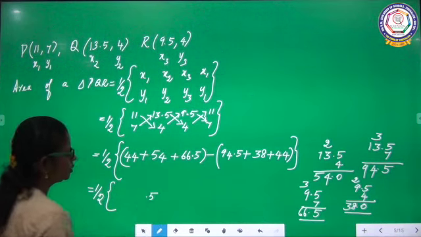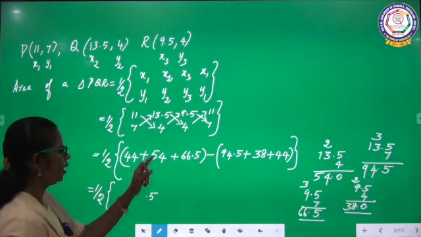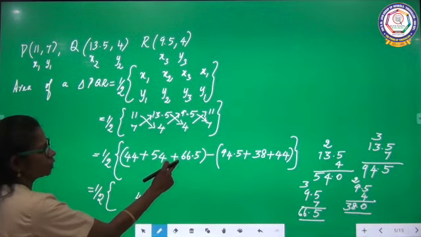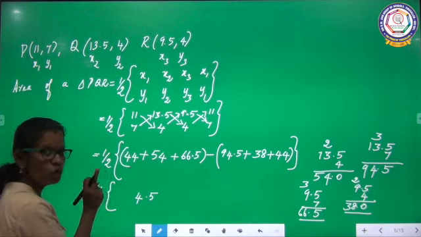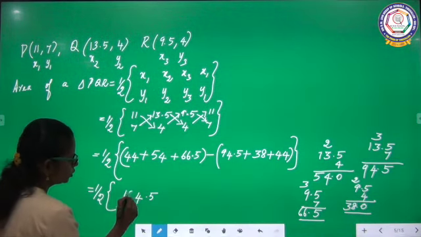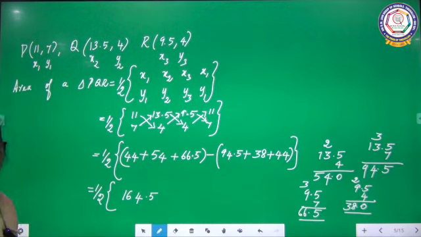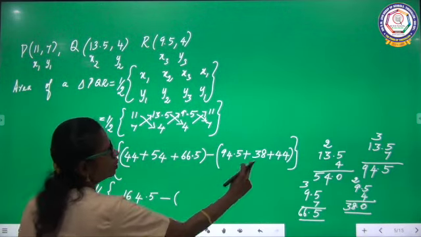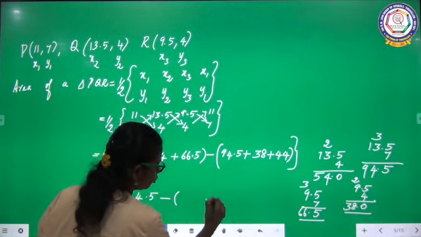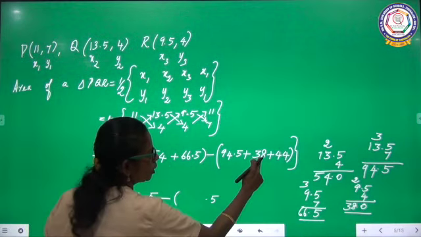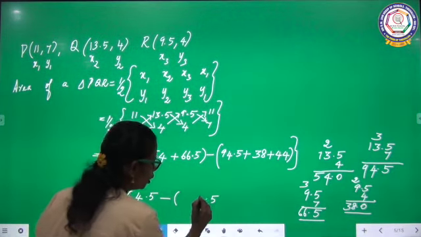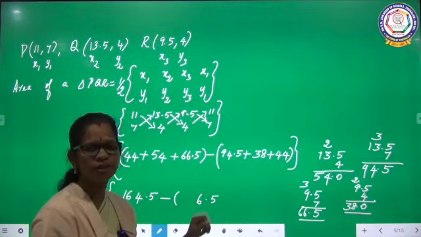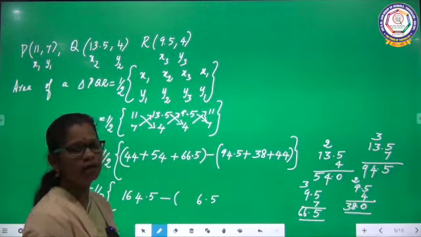0.5 you keep as such. 6 plus 4 10. 10 plus 4 14. Remaining 1. 6 plus 1 7. 7 plus 5 12. 12 plus 4 16. 164.5 minus bracket. See here also the same 0.5 keep. 4 plus 8 12. 12 plus 4 16. Remaining 1. 9 plus 1 10. 10 plus 3 13. 13 plus 4 17.